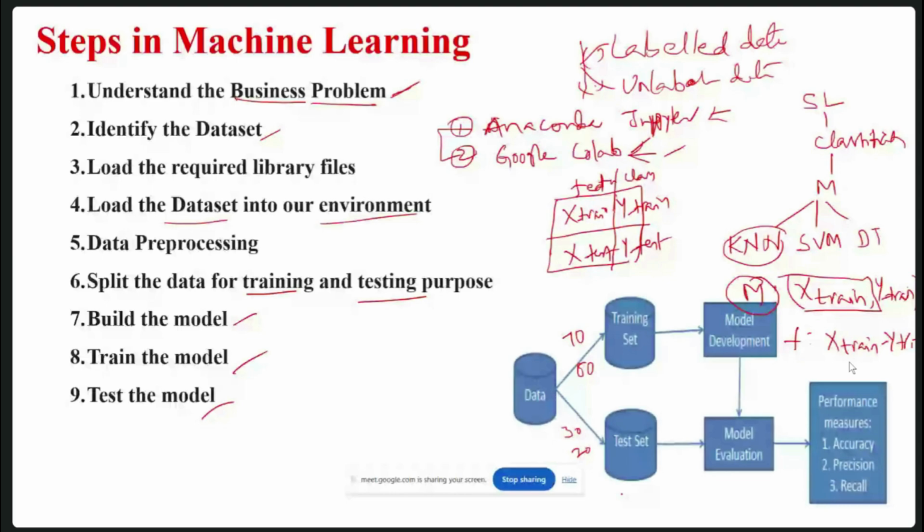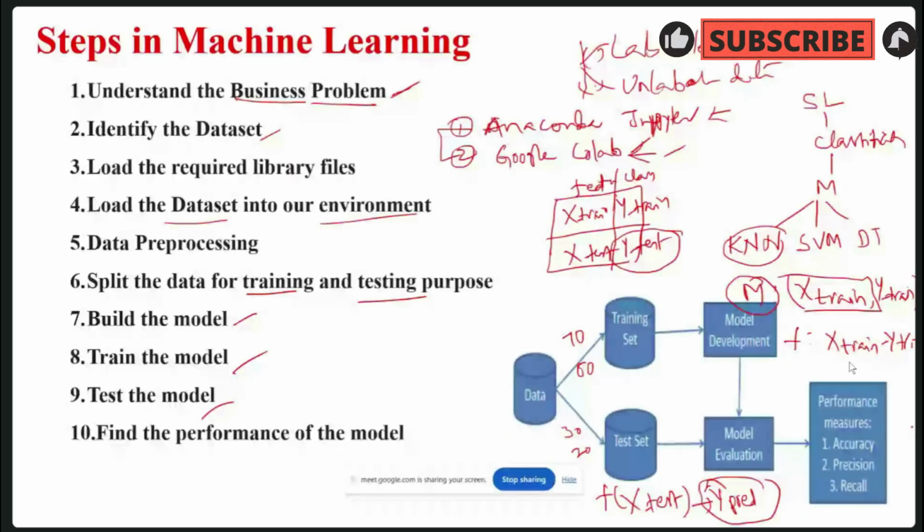That is, finding the performance of the models based on different parameters. Already yesterday we discussed accuracy, precision, recall, and F1 score. There are different parameters like that, and based on those parameters we can find out the performance of each and every model. Then the last step is to predict the new value. Suppose we give a new value to our model, it automatically predicts the corresponding value. So there are 11 steps, and based on that we are going to perform our machine learning application.